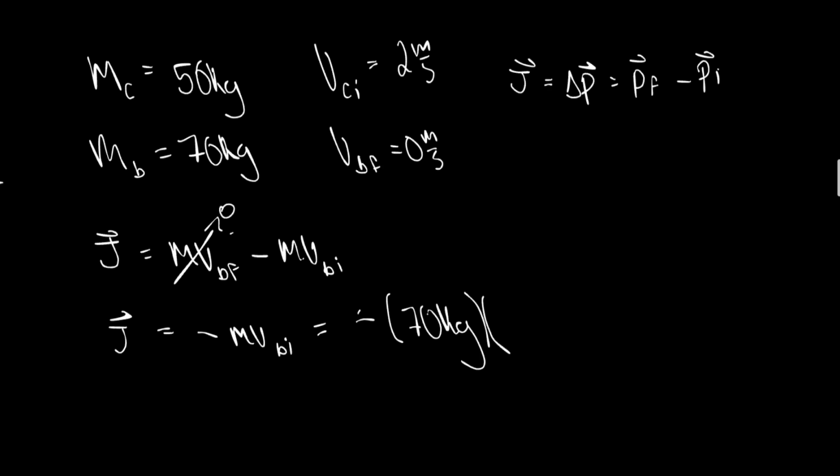So we know that our velocity for the boy is 2 meters per second, and therefore our change in momentum is negative 140 kilograms times meters per second. And that's the answer to how large of an impulse the boy gave to the cart. Now, the other question asked, what was the velocity of the cart after the boy jumped?